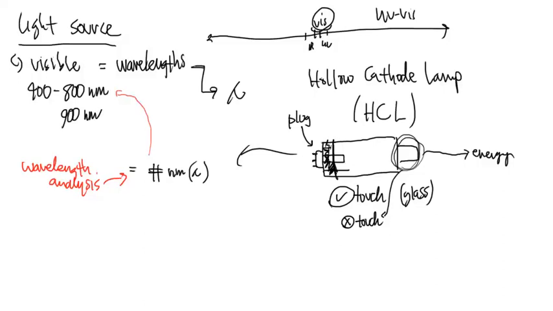Something else on the label is going to be something called a slit width. And a slit width you need to think of as a keyhole.